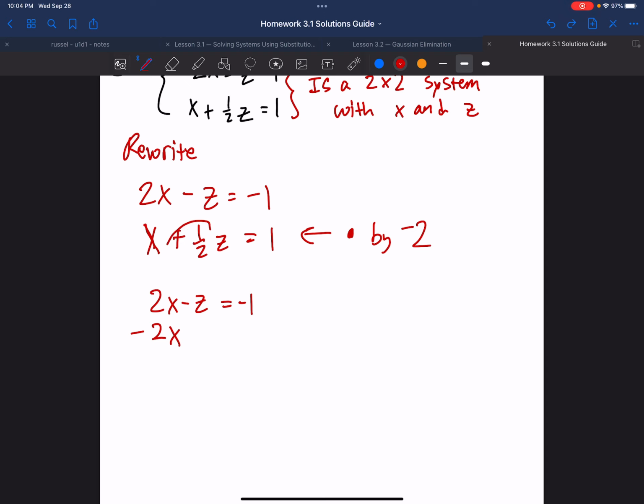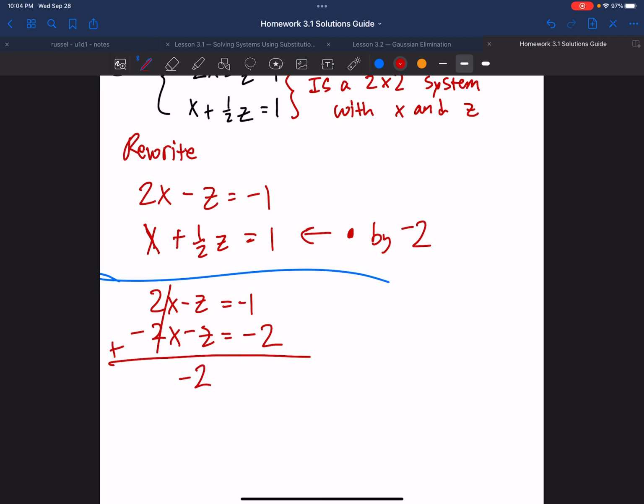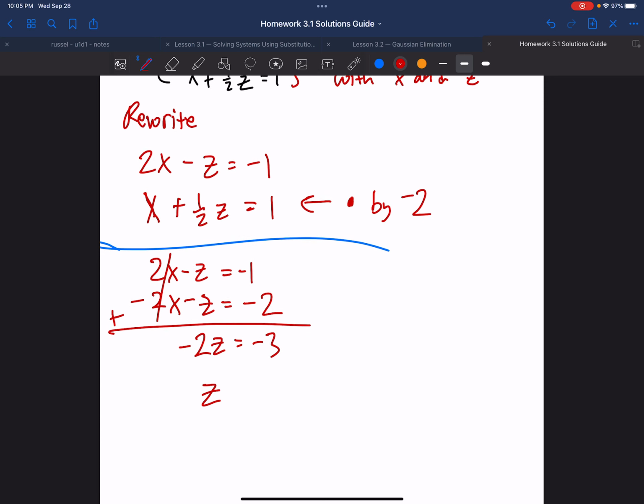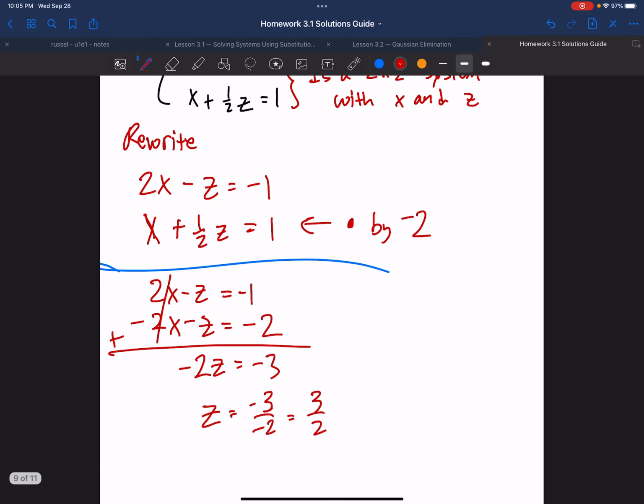Negative 2 times 1/2 is negative 1. So this is minus z equals negative 2. And I will add this. By the way, there is a line here. So these are gone, and I get negative 2z equals negative 3. So therefore, z equals negative 3 over negative 2. A double negative is a positive. So this is positive 3/2. Okay? So, yeah. This one's got a bit of an ugly z, but we'll get through it.